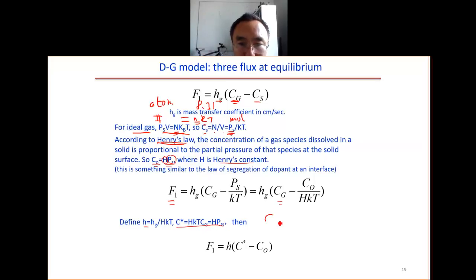But that means Cg here. So from here you know that Cd equals C star divided by Hkt. So Cg is this, C star over Hkt, this C0 over Hkt. And then you put the Hkt here, below Hg. This is given by H. So in the end you get this formula here. But this is the easier way to have the formula.